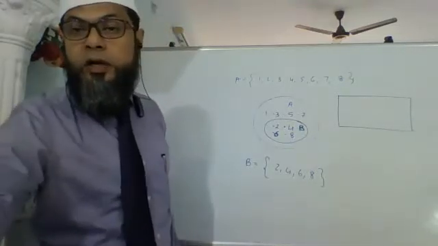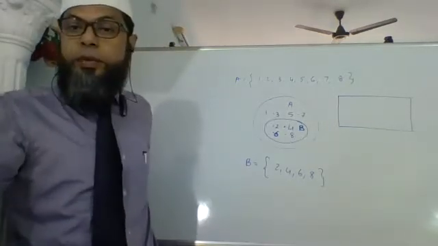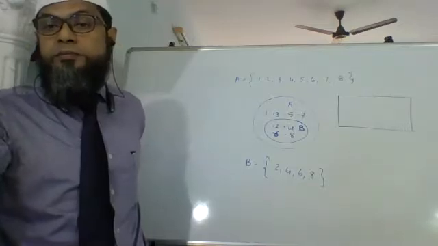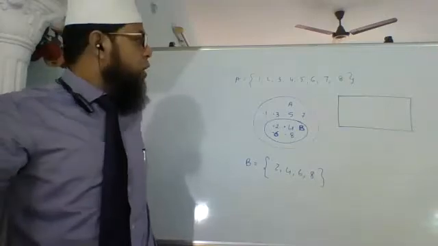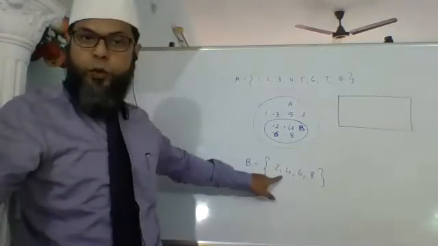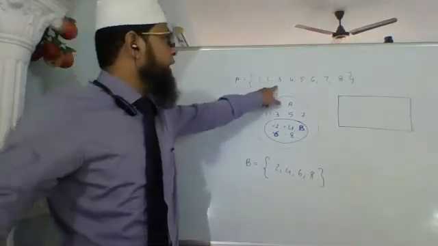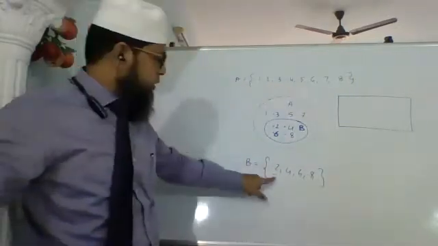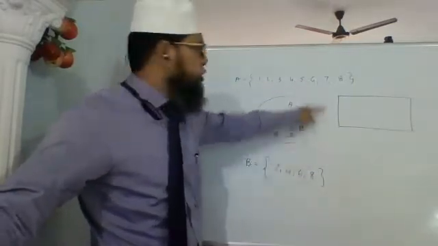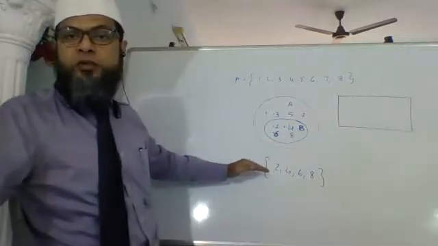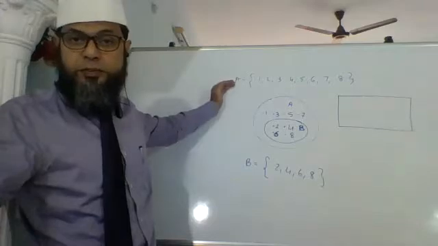B is said to be a subset of A. That is, all elements of B, 2, 4, 6, 8, all the elements of B belong to A. They are all part of A. See, 2 is a part of A, 4 is a part of A, 6 is a part of A, 8 is also a part of A. So all elements of B are a part of A. So B is said to be a subset of A.